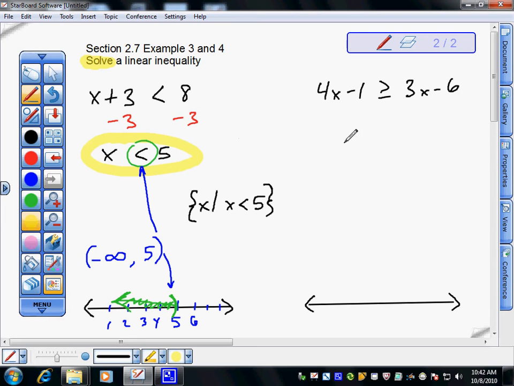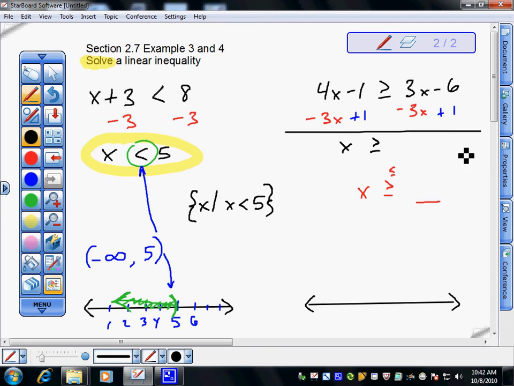Our next example, we have to move a few more terms to be able to get my x isolated. Again, remember, my goal is x on the left and a constant on the right. So I have an x variable over here, so I want to subtract 3x so that I'm going to isolate my variable. I also want to add 1 to both sides because I want to get the constant term on the other side. This is going to give me x. My symbol is a greater than or equal to. Those go away, and I'm left with negative 5. So x is greater than or equal to negative 5. I have accomplished my goal.